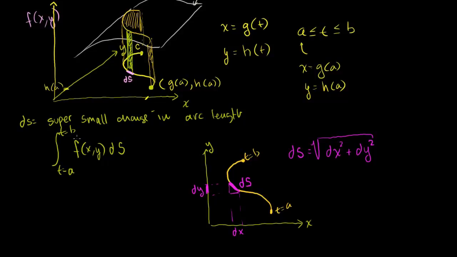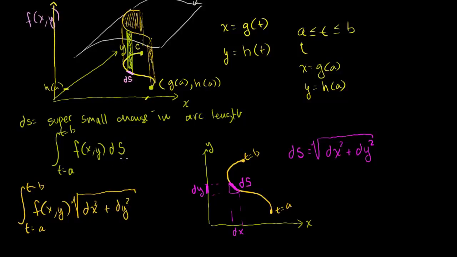So we can say that this integral, the area of this curvy curtain, is going to be the integral from t is equal to a to t is equal to b of f of x, y. Instead of writing ds, we can write this times the square root of dx squared plus dy squared. Now, we at least got rid of this big capital S, but we still haven't solved the problem of how do you solve an integral, a definite integral that looks like this. We have it in terms of t here, but we only have it in terms of x's and y's here. So we need to get everything in terms of t.